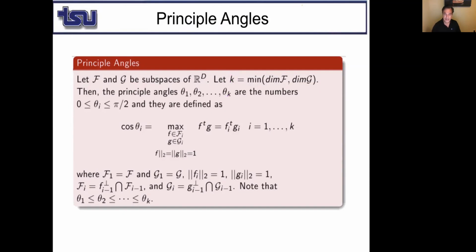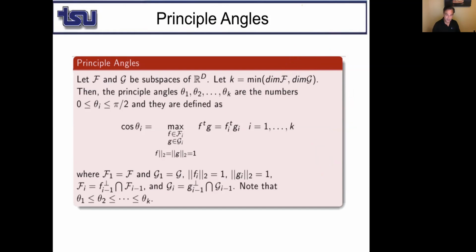For example, if you have two lines, the dimension is 1, the dimension is 1, so K is 1, and we have only 1. That means between two lines, you can define only one angle, and it makes sense, right? But if we have a line and a plane, the line is one-dimensional, the plane is 2, and the minimum of them is 1. Again, it only makes sense to define one minimal angle between them, theta 1. And therefore, we have only theta 1.